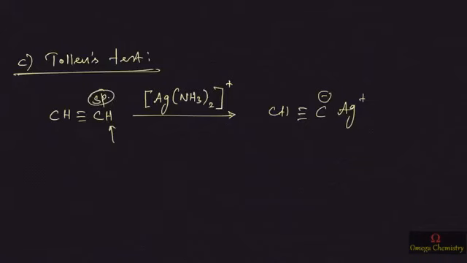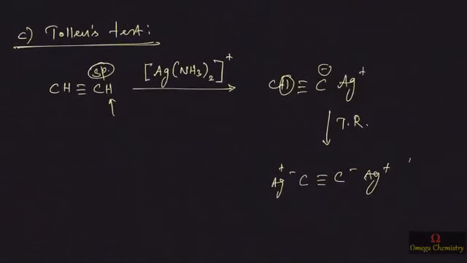Okay, if I take an excess amount of this Tollens reagent, then this hydrogen will also be removed. So in that case I will get 2 silver ions present on either side of the triple bond, and this is known as disilver acetylide. This is the product, and this is a white precipitate which will be obtained, right? White precipitate, and this is the indication for the unsaturation.